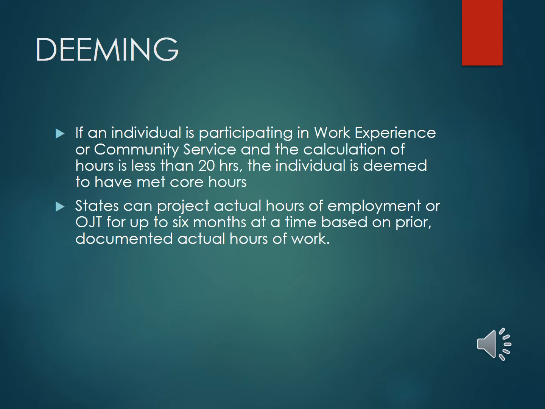Deeming hours is allowable if the individual is participating in work experience or community service and the calculation of hours is less than 20 hours. Hours are then completed and the individual is deemed to have met the core hours. We can also project actual hours of employment or OJT for up to 6 months at a time based on prior documented actual hours of work.